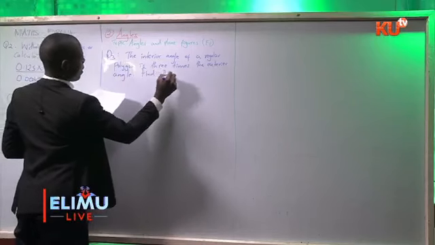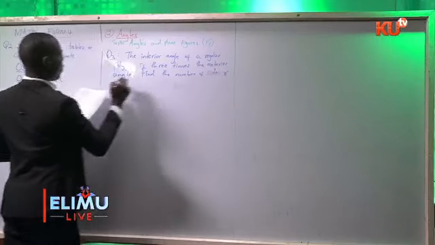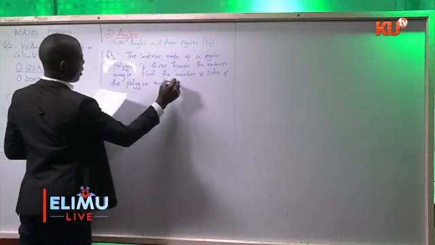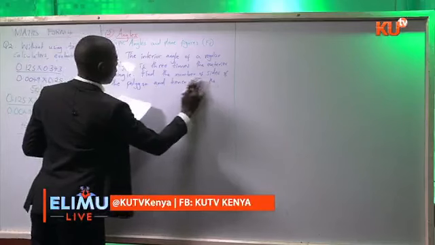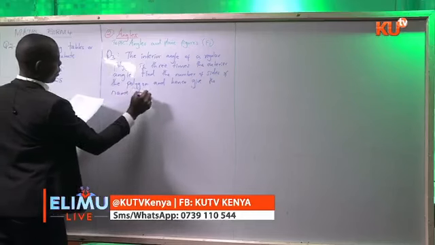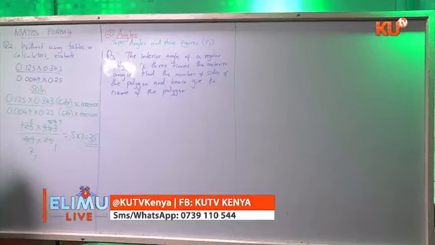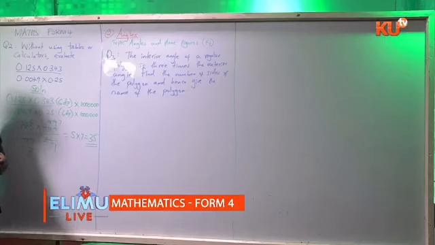Find the number of sides of the polygon, and hence give the name of the polygon. That the interior angle of a regular polygon is three times the exterior angle. So you find the number of sides of the polygon and hence give the name of the polygon.